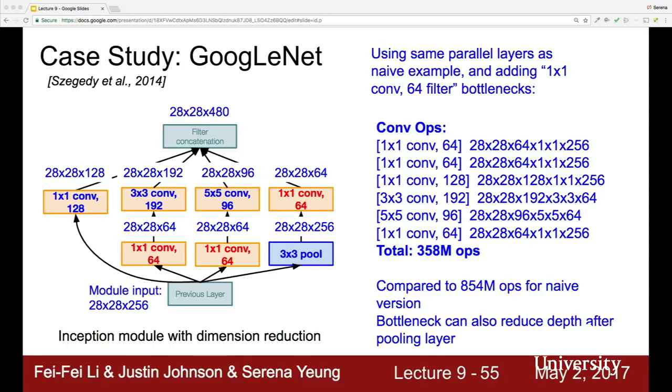If you work out the math the same way for all of the convolutional ops here, adding in all these 1x1 convs on top of the 3x3s and 5x5s, the total number of operations is 358 million. So it's much less than the 854 million that we had in the naive version. And so you can see how you can use this 1x1 conv and the filter size for that to control your computation. Yeah, question in the back.